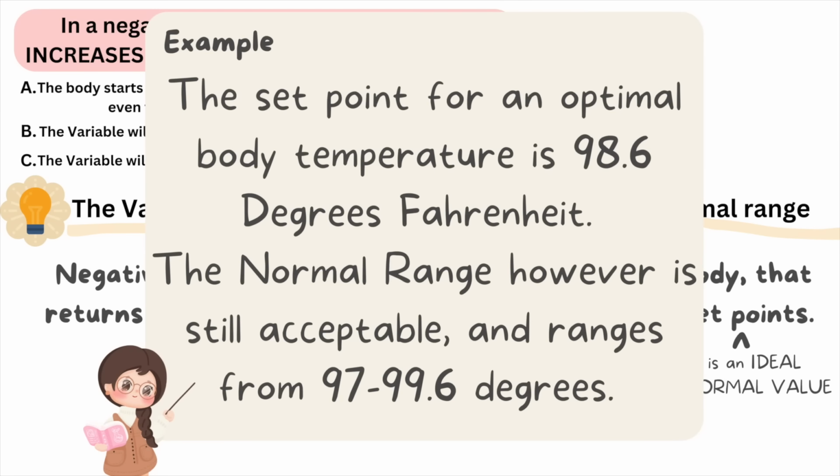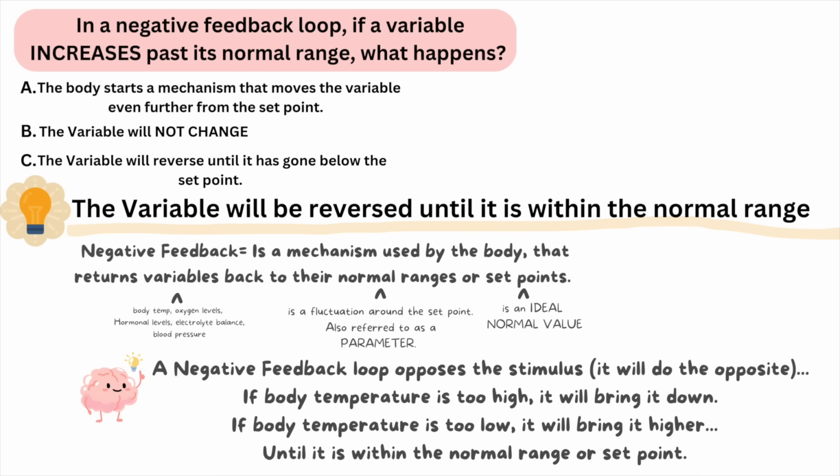For example, the set point for an optimal body temperature is 98.6, and the normal range, however, is still acceptable and ranges from 97 to 99.6. So you see the normal range fluctuates around 98.6, the ideal set point. Okay, so a negative feedback loop opposes the stimulus. Basically, it's going to do the opposite. So for example, if body temperature is too high, negative feedback is going to lower it. And if body temperature is too low, negative feedback will try and make it higher.